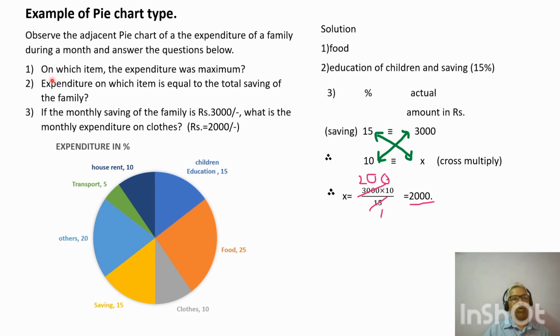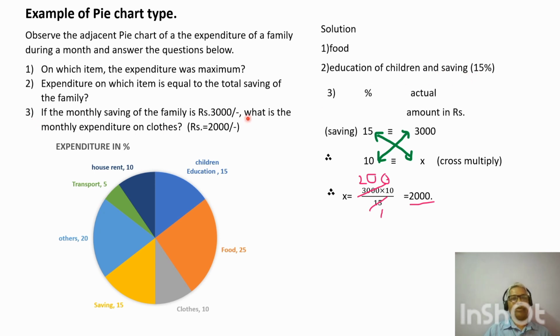The questions: on which item was the expenditure maximum? You can see this very clearly. Food. So the first answer is food. Expenditure on which item is equal to the total saving of the family? Saving is 15%. Is there any other 15%? Yes, children education is 15%. So education of children and saving are the same, that is 15%.